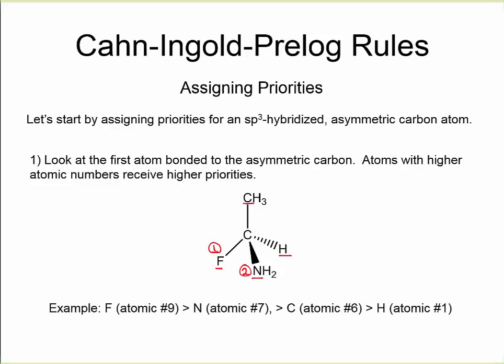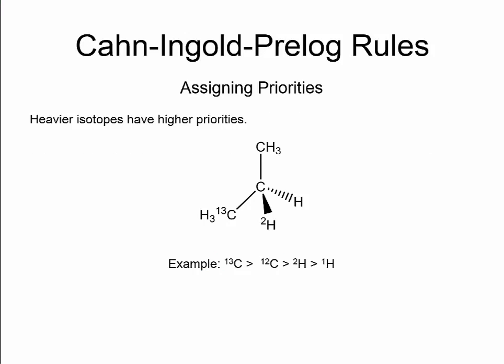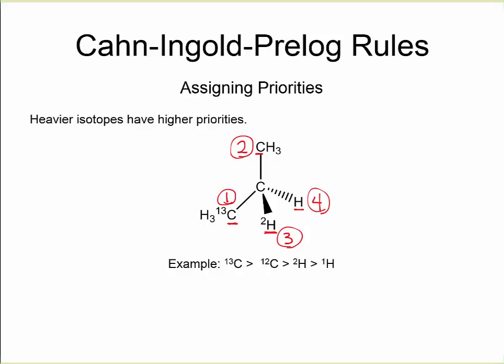Nitrogen is next, number 2. Then the carbon is number 3. And the hydrogen is number 4. If you have a molecule that contains isotopes of the same atom, such as carbon-12 and carbon-13, or hydrogen-1 and hydrogen-2, then the heavier isotopes have the higher priority. So in this example, carbon-13 would be the highest priority, carbon-12 would be second, H2, a deuterium atom, would be third, and the protium atom, H, would be number 4.